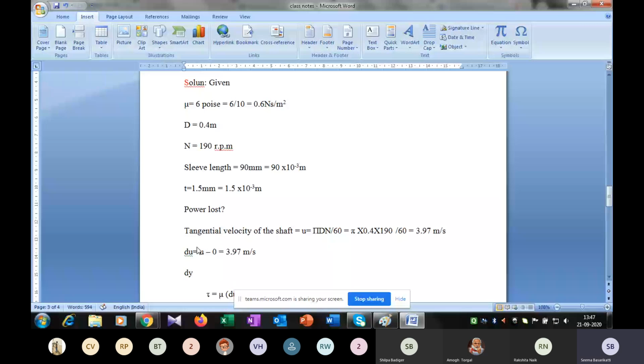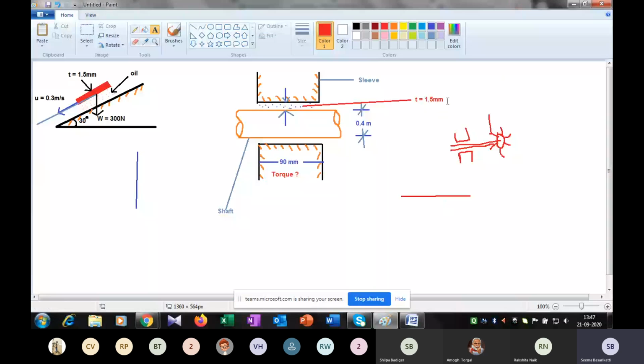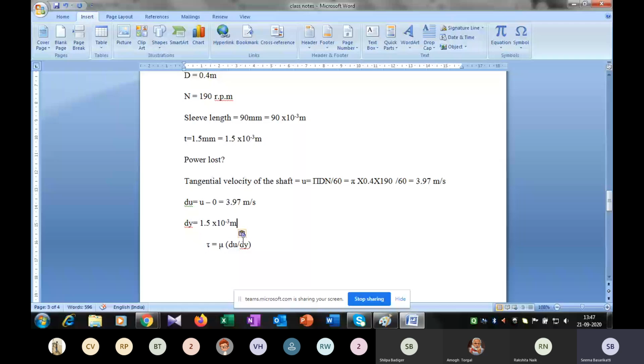What is dy? What is the thickness they have given? 1.5. So this is the thickness of the oil. It is 1.5 mm. So thickness can also be taken as dy. Okay, so now equate the values.